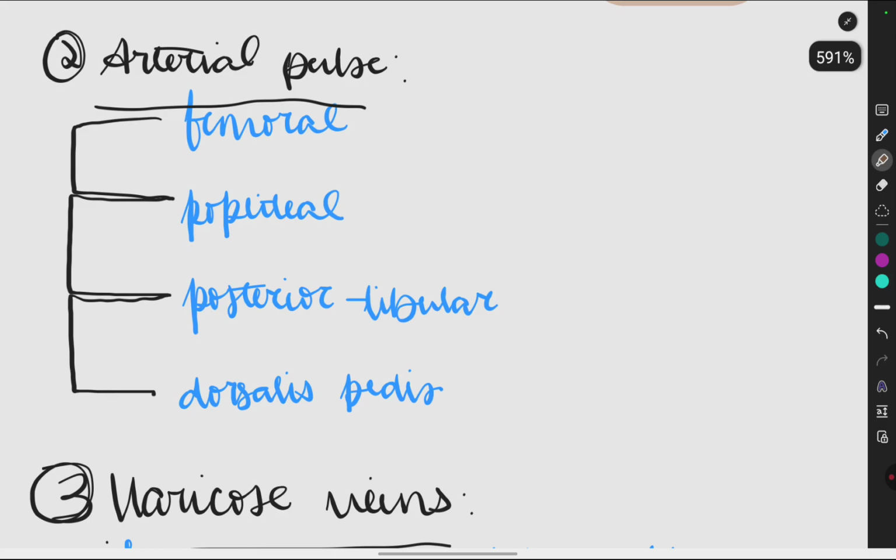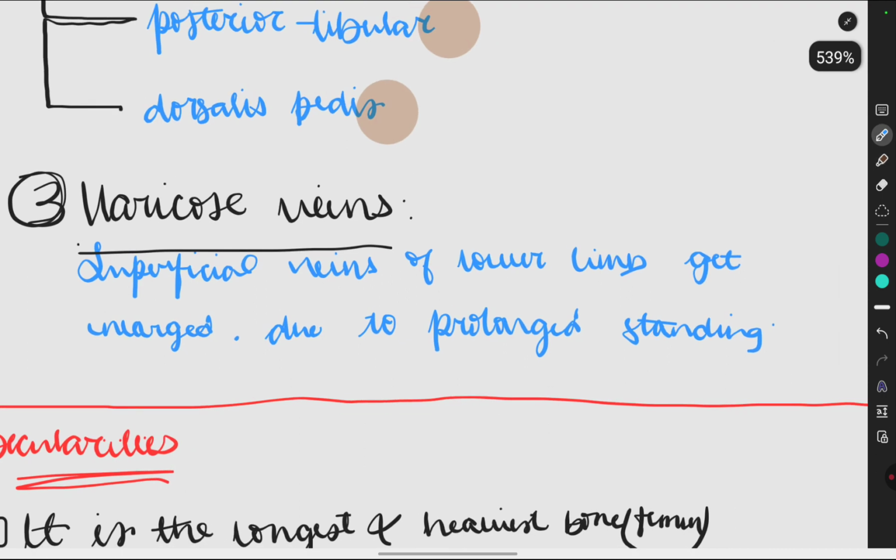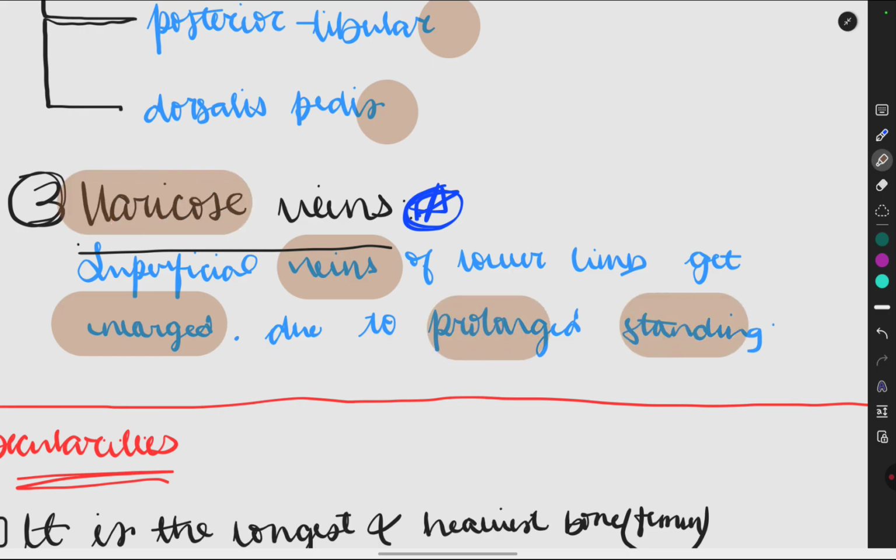And then it is used to find the arterial pulse. It is a femoral pulse, popliteal pulse, posterior tibial pulse, and dorsalis pedis pulse. Now a very important topic, that important clinical anatomy that can be further discussed in the upcoming chapters, that is the superficial veins of the lower limb get enlarged. Okay, the condition where the superficial veins of the lower limb get enlarged or swollen due to prolonged standing is called the varicose veins.